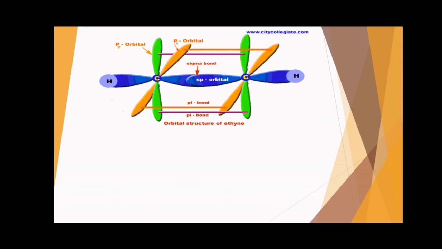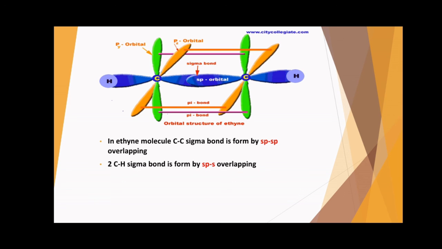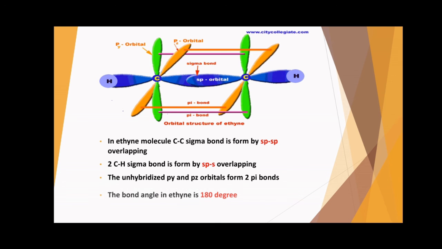Ethyne or acetylene is the simplest example of sp hybridization, in which the carbon-carbon sigma bond is formed by sp overlapping, and two carbon-hydrogen sigma bonds are formed by s and sp overlapping. The py and pz orbitals of each carbon atom form two pi bonds as they are perpendicular to each other. The bond angle in ethyne is 180 degrees and it has a linear geometry. This was all about hybridization. I hope you understand the topic, students.